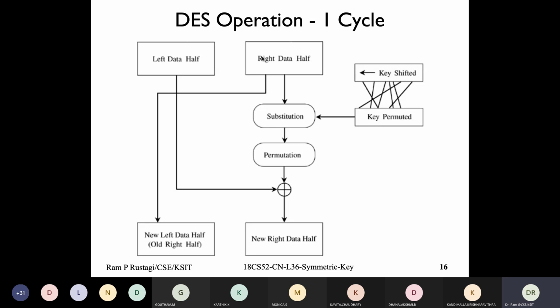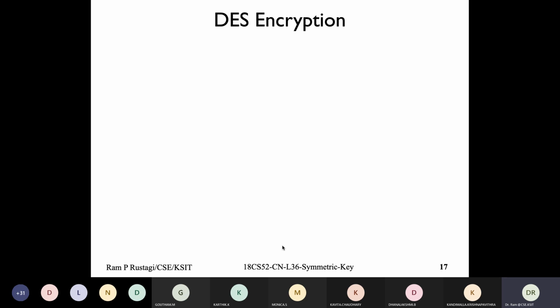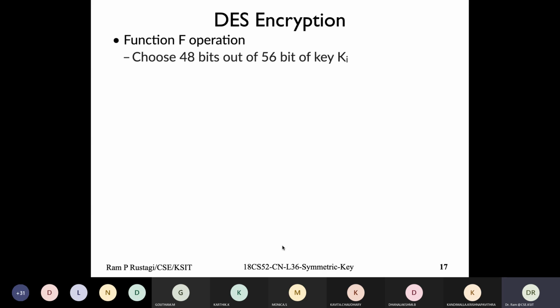So you take the left data half and the right data half, and do the substitution. Given the key, you do a shuffle permutation, and using the right half and the key, you do substitution bit by bit. Then a permutation of the 32 bits, an XOR with the left half, produces the new right half. So R1 becomes R2 as it is, and L1 XOR with some function of R1 gives you L2, and that is the DES operation. The book doesn't talk about details except for very minor operations, so we'll not go into the mathematical details.